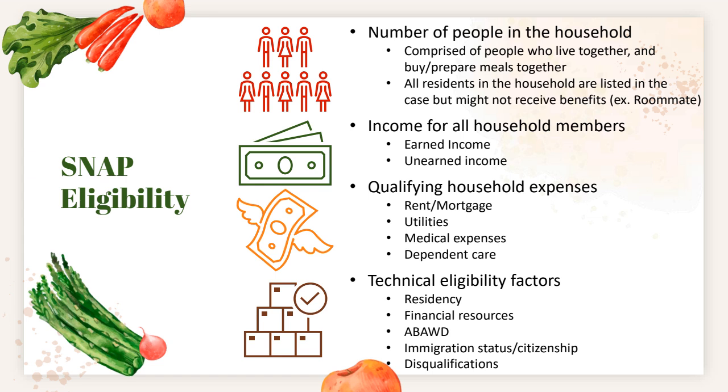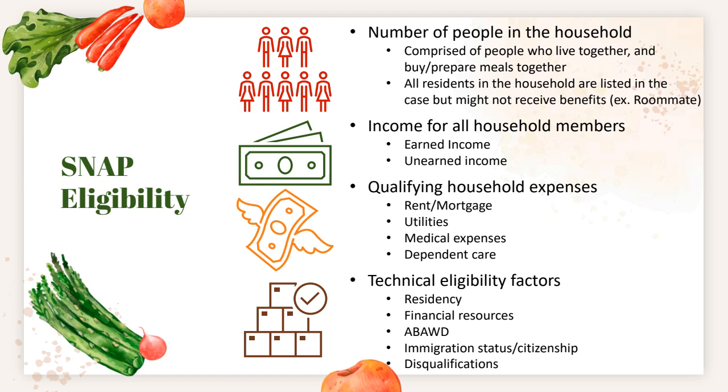It depends on the number of people who are in the household. These are folks who live together and who buy and prepare meals together. Something that is often confusing for folks who are applying for SNAP is that we have to list everyone who lives in the household. So if I had a roommate, but I was only applying for benefits for myself, I would still have to list my roommate as living with me, but I would not be requesting benefits for them.